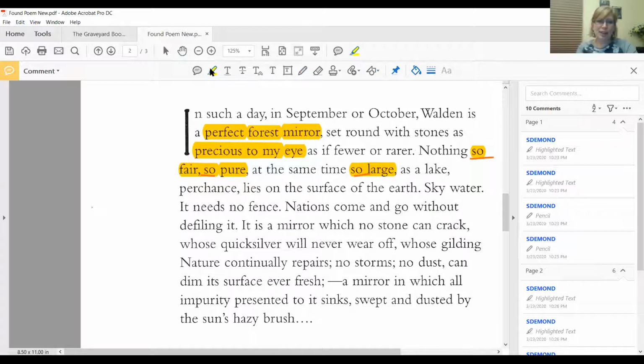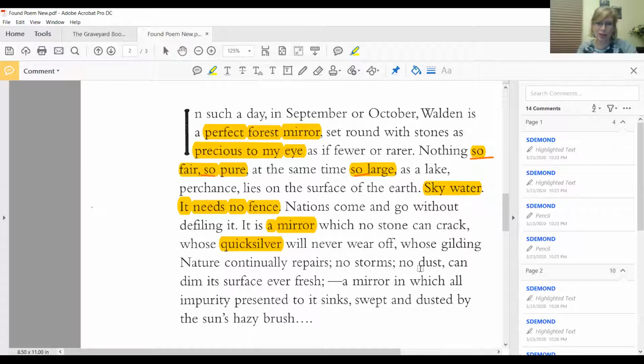As a lake perchance lies on the surface of the earth. Sky, water, needs no fence. Nations come and go without defiling it. It is a mirror which no stone can crack, whose quicksilver will never wear off. I like the words a mirror when we're describing water, right? No stone can crack, whose quicksilver will never wear off, whose gilding nature continually repairs.